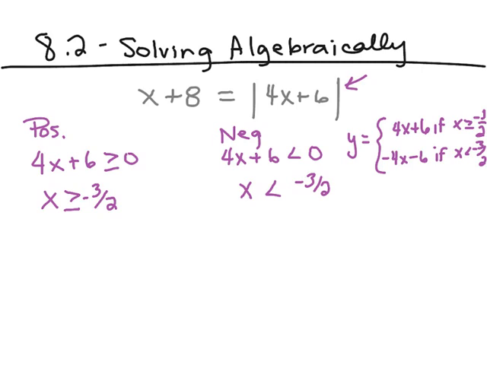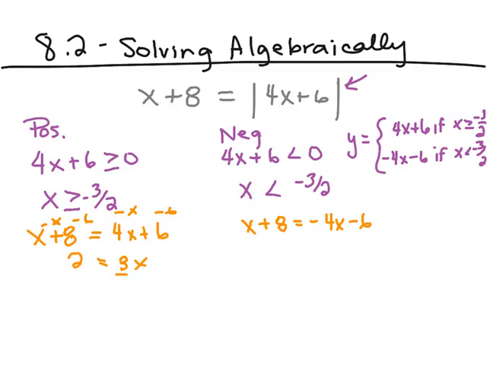Now we are going to solve both for the positive and the negative. So we have x plus 8 is equal to the positive 4x plus 6, or x plus 8 is equal to the negative 4x minus 6. So if we solve this, we subtract x from both sides, subtract 6 from both sides, and we get 2 is equal to 3x, divide by 3, divide by 3. So 2 over 3 is equal to x.